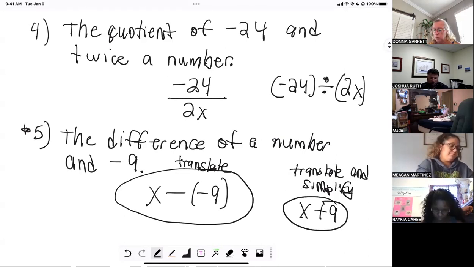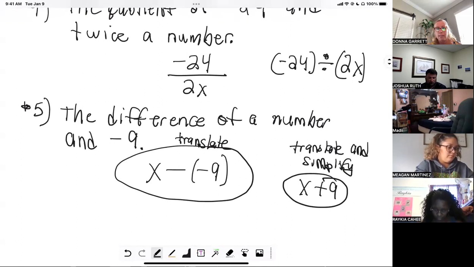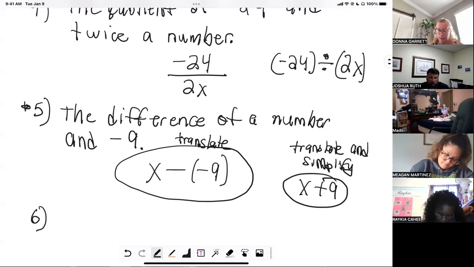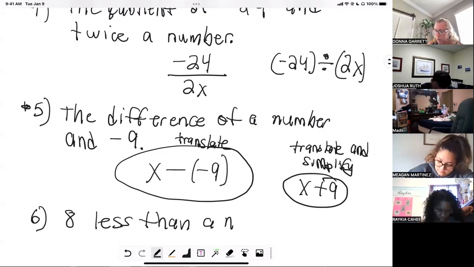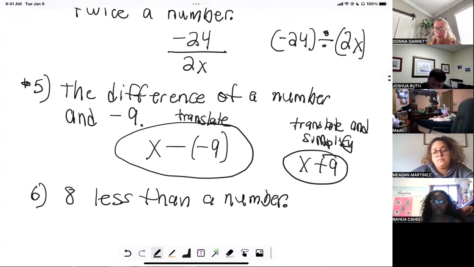One more I want to do, and we have about 5 minutes left, which is perfect. I'm going to give you a couple to try on your own, but this one is the one most wrong on the last test. 8 less than a number. It wasn't the number 8, but something less than a number. That was the most wrong on the test that I saw.